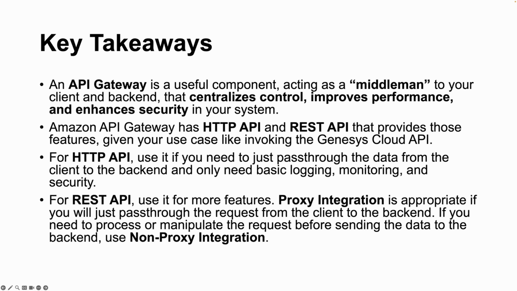And there are two ways for you to call the Genesys Cloud API with the REST API. The first one is the proxy integration, which is appropriate if you will just pass through the request from the client to the backend. And if you need to process or manipulate the request before sending the data to the backend or before sending the data back to the client, you can use non-proxy integration. So that's what we've discussed in this DevDrop.